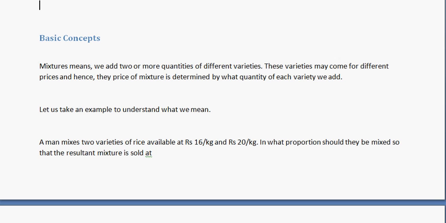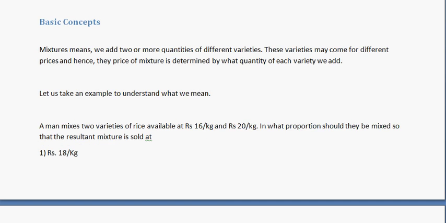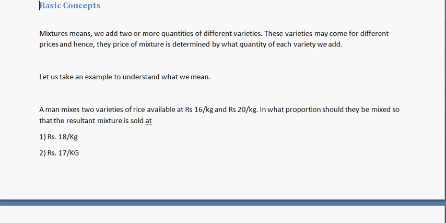The first concept, there is just one concept. We are dealing with mixtures. Mixtures are two or more different varieties mixed together to form a particular mixture. These varieties might be priced at different prices.